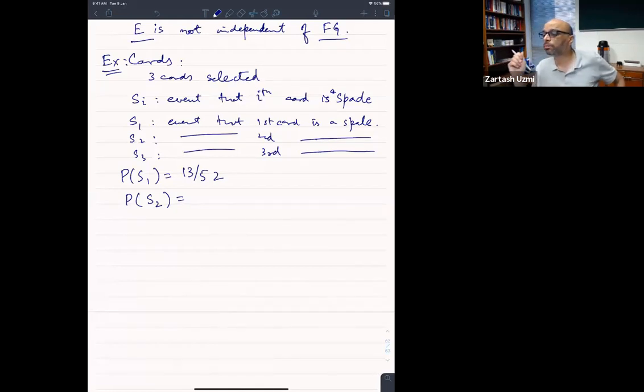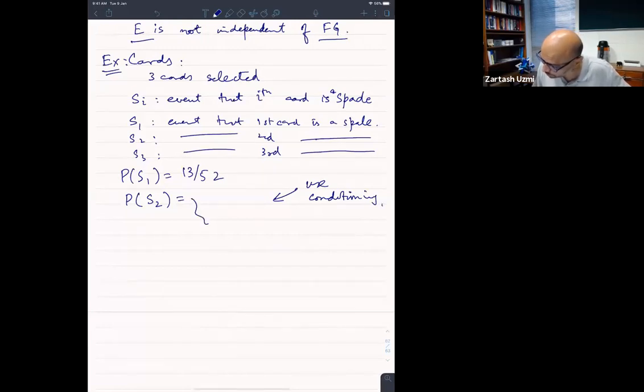How do I calculate S2? Well, in order to calculate S2, I will need to use conditioning. To find the probability of S2, say that the probability of S1 and S2 is equal to the probability of S1 into the probability of S2 given S1. This will be equal to 13 over 52.